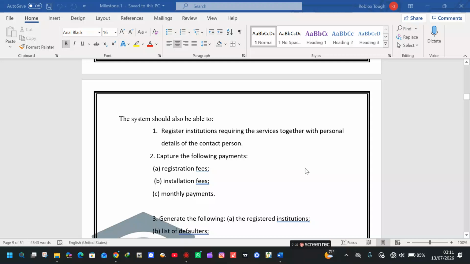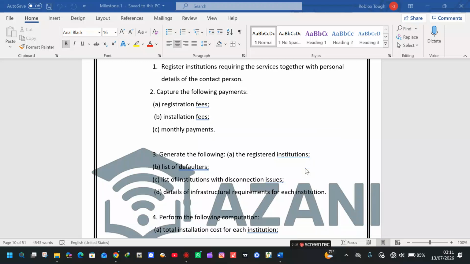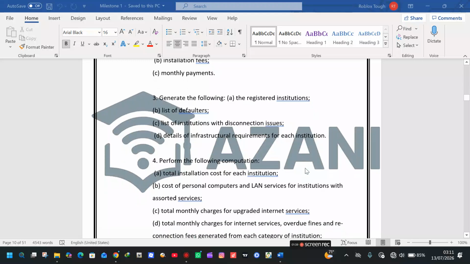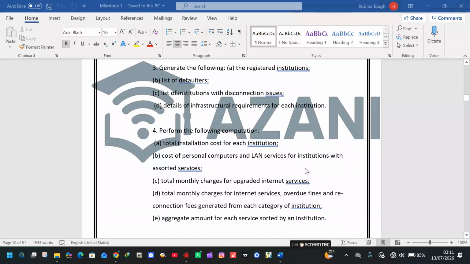So the goals of the system, what the system should be able to do: number 1, register institutions requiring the services together with personal details of the contact person. Number 2, capture the following payments: registration fees, installation fees, and monthly payments. Number 3, it should be able to generate the following, that is: A, registered institutions; B, list of defaulters; C, list of institutions with disconnection issues; D, details of infrastructural requirements for each institution.